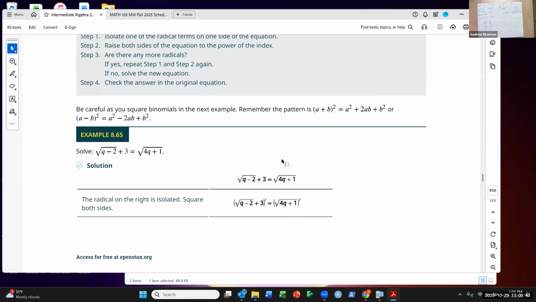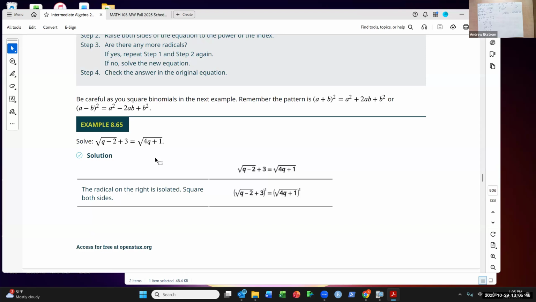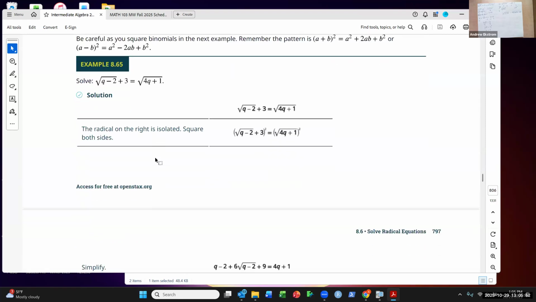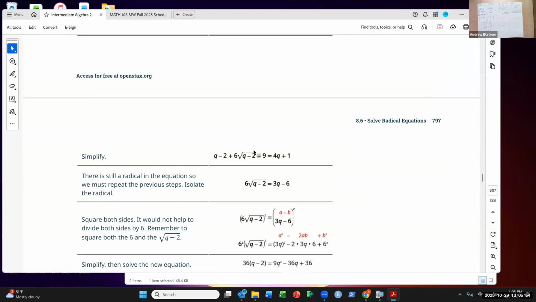Is that making things look even worse? Yes, it is. But what are we still doing on the one side? We're still going to be foiling it.